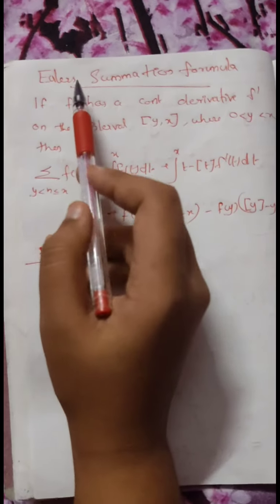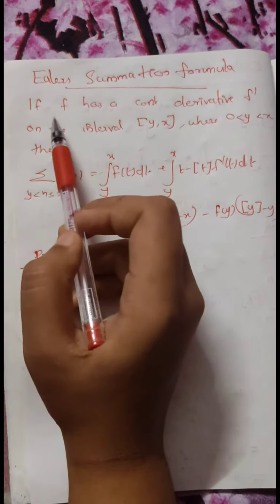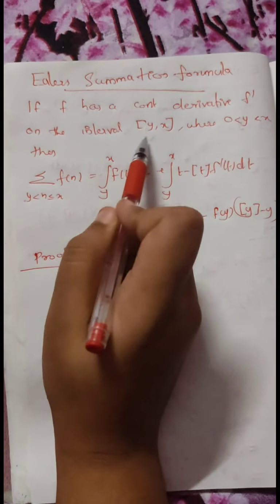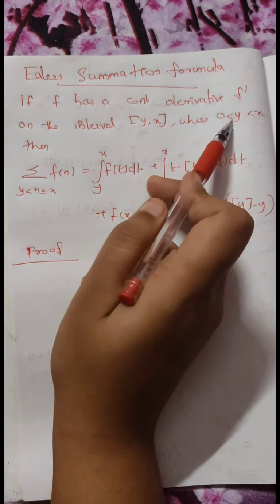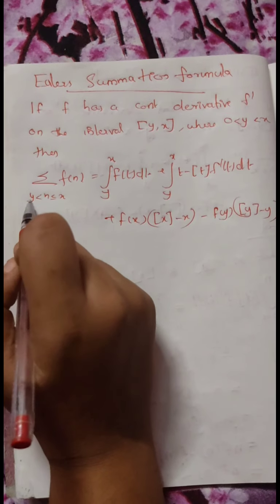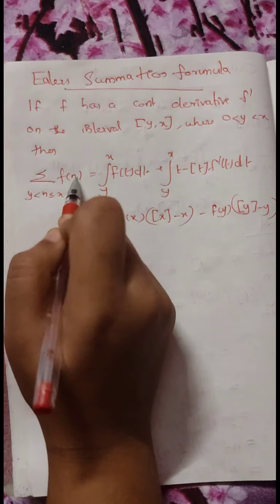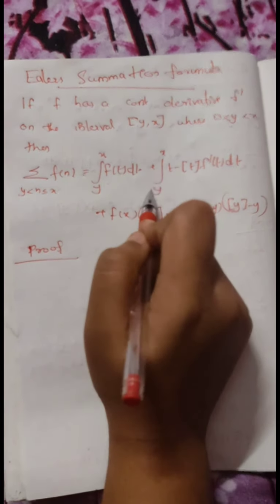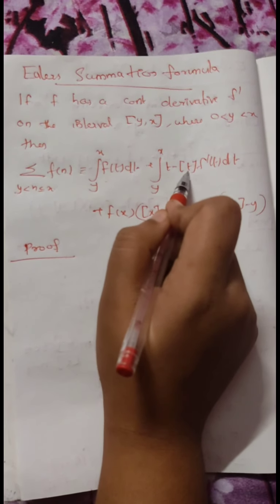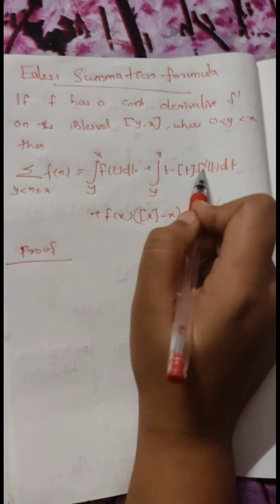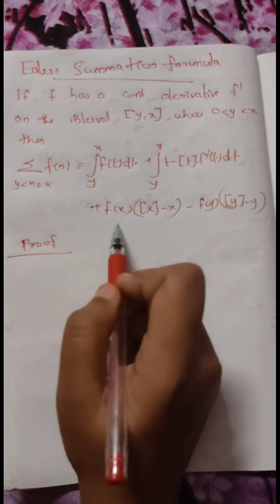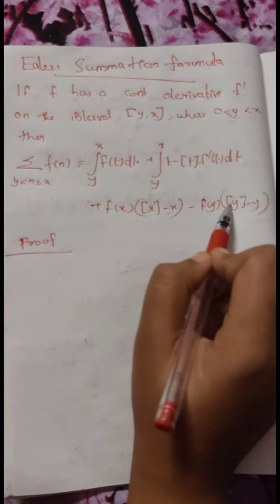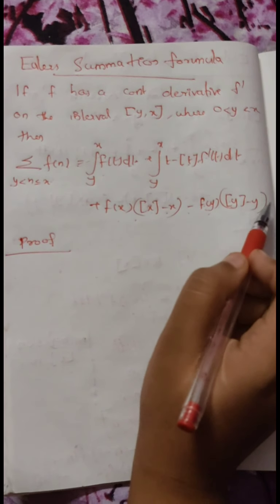Euler's summation formula. Euler's summation formula says that if f has a continuous derivative f' on the closed interval [y, x], where 0 < y < x, then the sum over y < n ≤ x of f(n) equals the integral from y to x of f(t) dt plus the integral from y to x of (t − [t]) f'(t) dt plus f(x)([x] − x) minus f(y)([y] − y), where [t] is the greatest integer less than or equal to t.